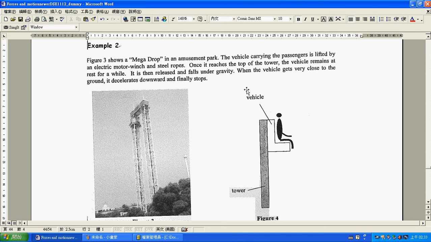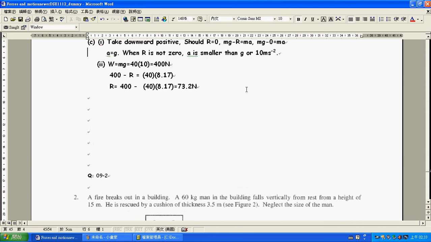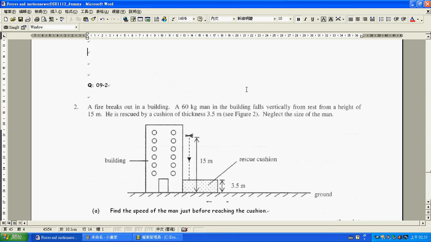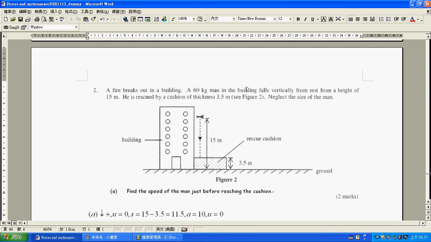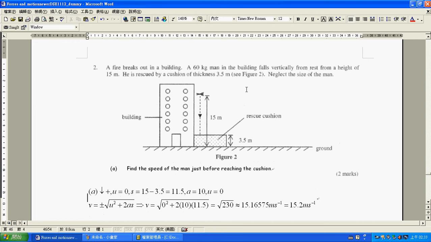We finished this example in the last video. Let's move on to this question, which is 2009, number 2. Now, in this question, we're asked to find the velocity reached by a man when he falls from rest from a height of 15 meters until he meets a cushion which is 3.5 meters thick.